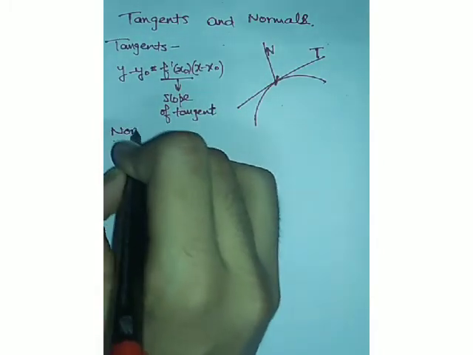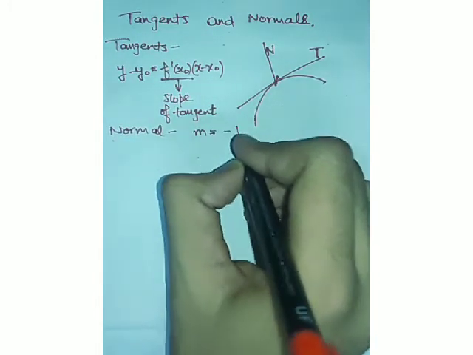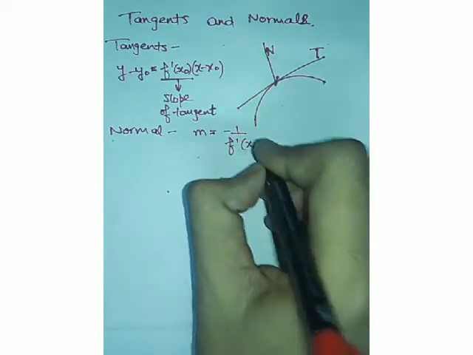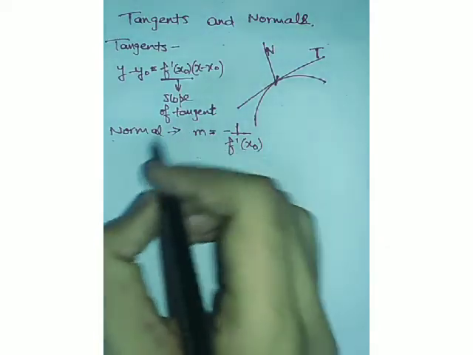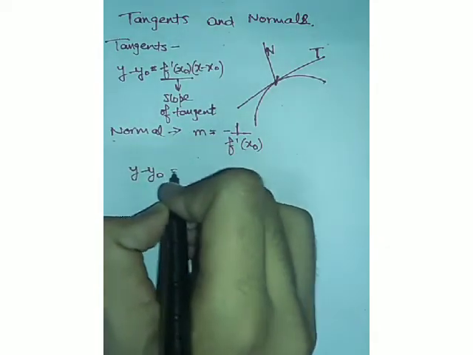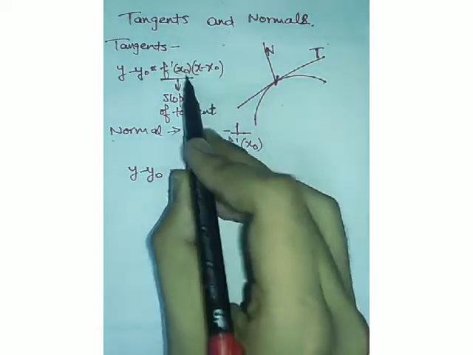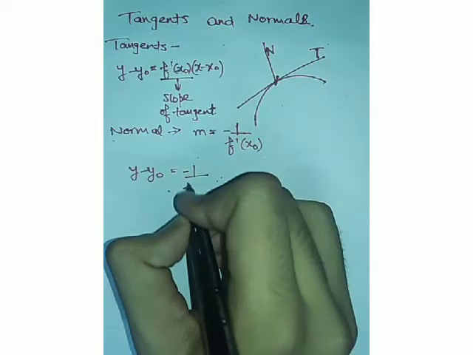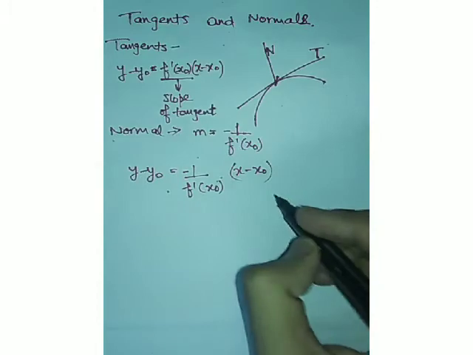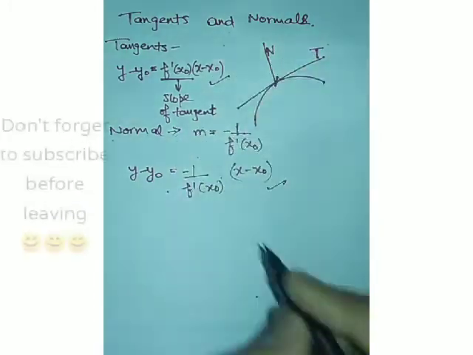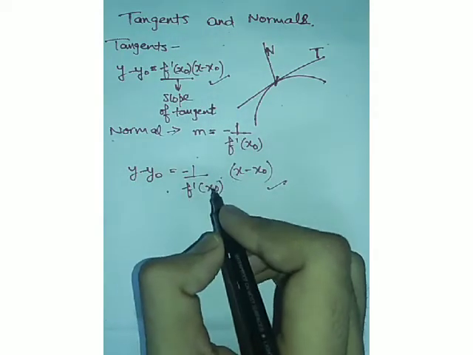Now talking about the normal, the slope of normal, that is m is equals to minus 1 upon f dash x naught. Because normal is perpendicular to tangent, that is why its slope is this. So ultimately the equation will become y minus y naught is equals to minus 1 upon f dash x naught times x minus x naught. This is our equation of a normal and this is the equation of tangent. So here this is the derivative.